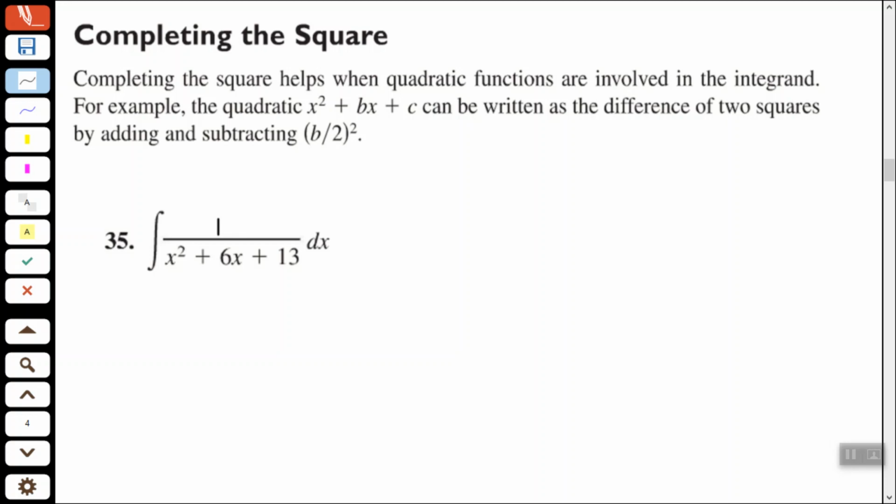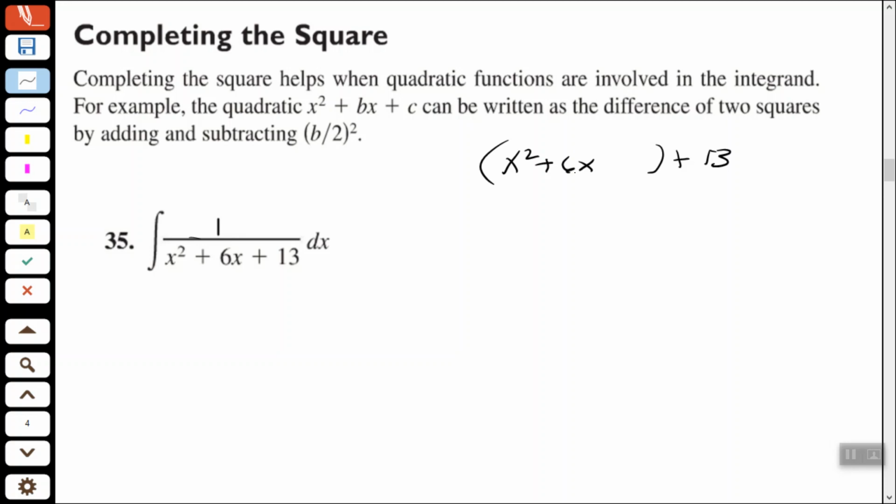The reason we want to do that is if we can make these into perfect squares, then we could probably use one of those 3 theorems that we just looked at. So number 35 here, we have the integral of 1 over x squared plus 6x plus 13 dx. If we can take that x squared plus 6x and make it into a perfect square trinomial, then quite possibly we'll be able to use one of those parts of the theorem we just looked at.